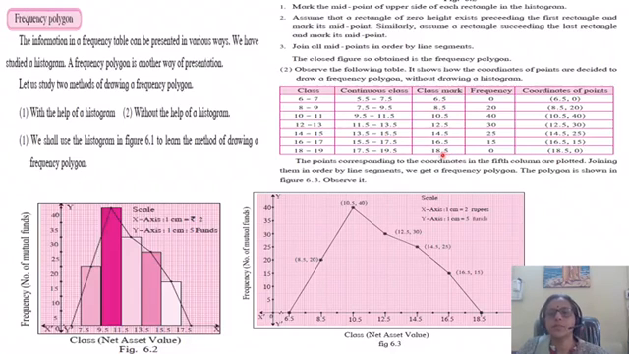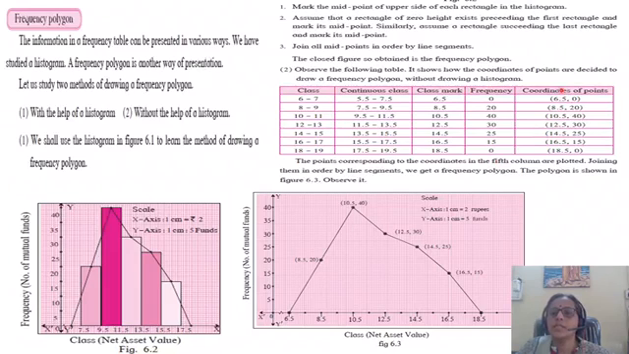Class mark, that is the midpoint of the class: 5.5 plus 7.5, that is 13, divided by 2 is 6.5. 7.5 plus 9.5 is 17, divided by 2 is 8.5. Likewise, find out the midpoint of all the classes: 10.5, 12.5, 14.5, 16.5, 18.5. 17.5 plus 19.5 divided by 2 is 18.5. Note down the frequency which is given in your question as it is.